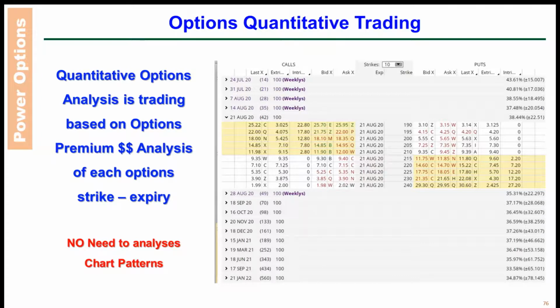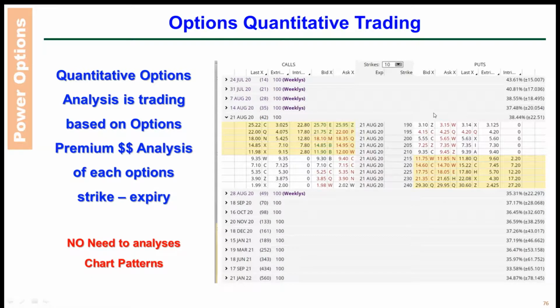It's basically trading based on the option premium price of each option strike and each option expiry. With this style of trading, you do not need to analyze chart patterns or look at charts at all. Now let's try to work it simply. Look at this trade. This company is a $200 company. You can see now, on the 21st of August, 42 days away, the bid price is $9.30, ask $9.40 for the 215 call. The out-of-the-money call is 220, at 110, 115. You can see all the numbers here.